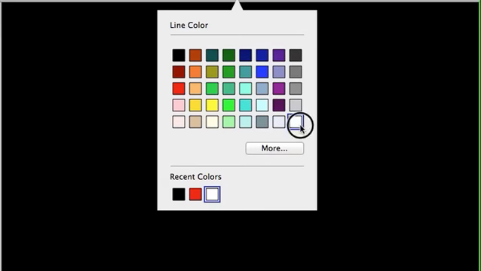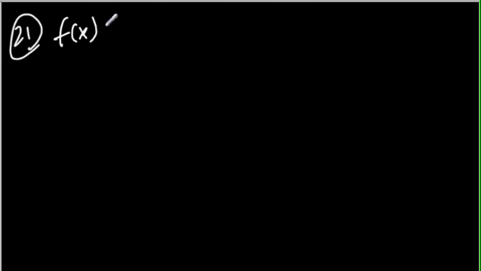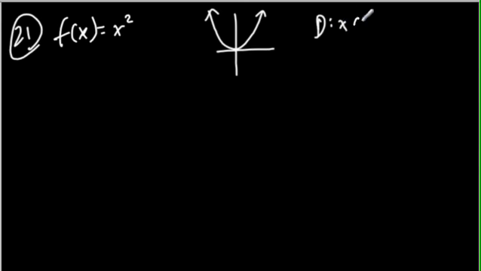All right, let's move on to number 21, which is in section 4. Now what we'll be dealing with is the quadratics. Sketch the original function, then 2f(x plus 1) minus 3. Here's f of x, which is simply x squared, and this just looks like that. The domain is x is an element of all reals, and the range is y is an element of reals, y is greater than or equal to 0, because it starts at 0 and simply goes up.